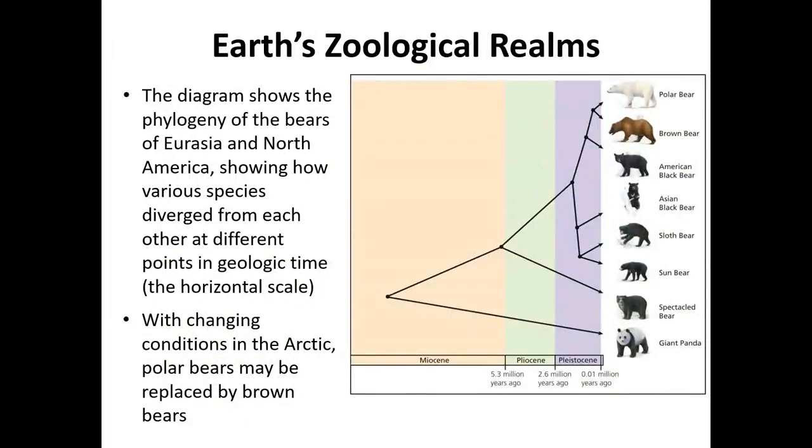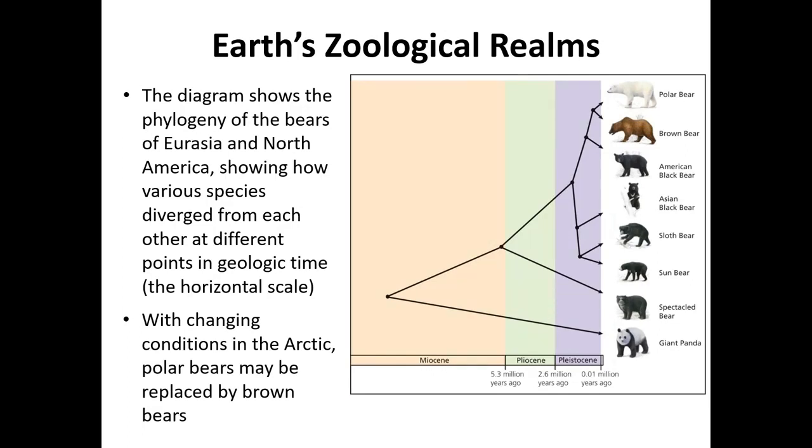So the Earth's zoological realms. They use a bear to demonstrate how a specific kind of animal can evolve in different parts of the world. There are 8 kinds of bear. I thought there were a lot more than that, but there aren't. There are only 8: the polar bear, brown bear, American black bear, Asian black bear, sloth bear, sun bear, spectacled bear, and giant panda.